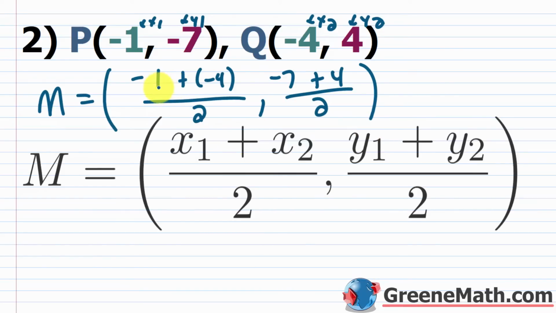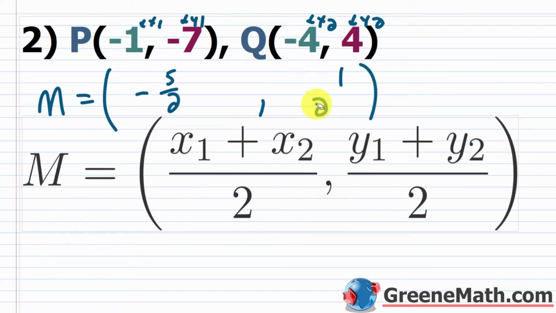To simplify, negative 1 plus negative 4 is negative 5. So this would be negative 5 halves, or if you want, you can say negative 2.5, whatever you want to do. And this would be negative 7 plus 4, that's going to be negative 3. So this is negative 3 halves, or of course, you can go negative 1.5. So this would be your midpoint. It's going to be at negative 5 halves, comma, negative 3 halves.